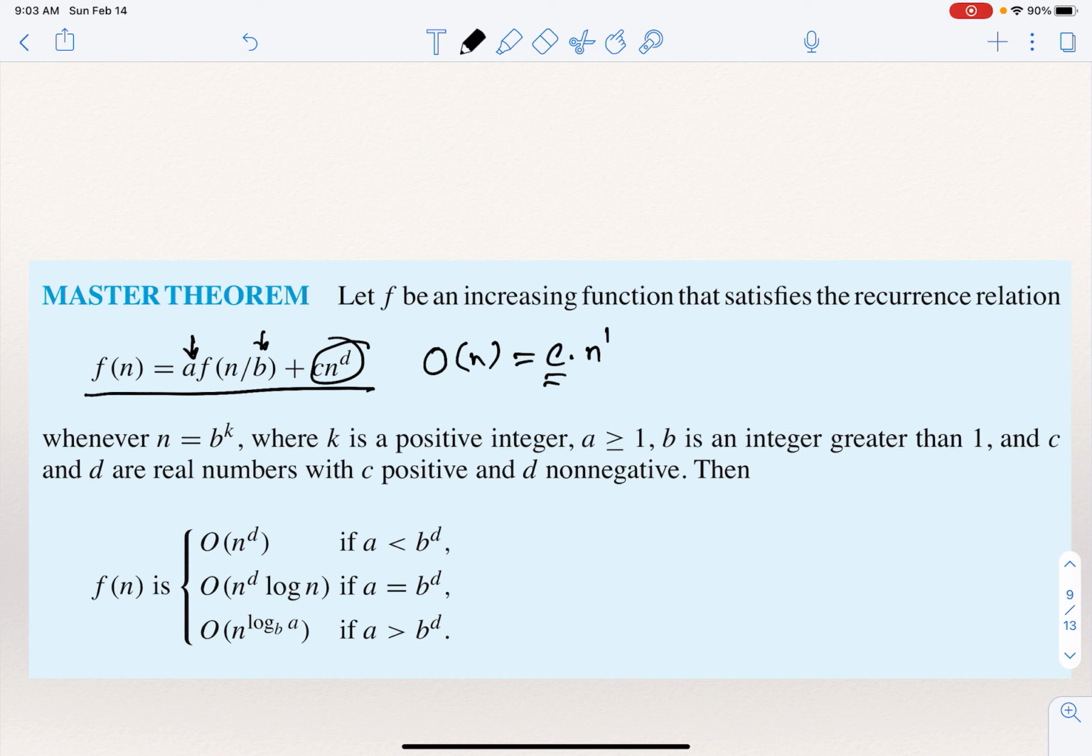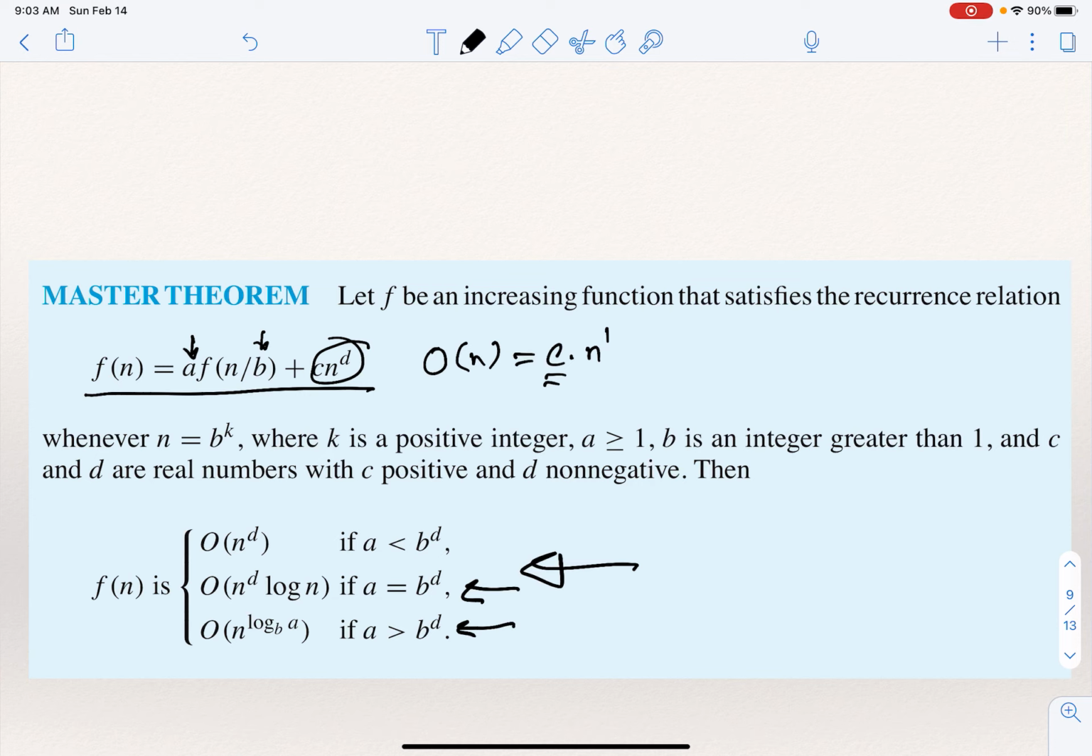You cannot have 2 to the N or anything like that. Then we can solve it like this based on the values of A, B, and D. If A is smaller than B to the D, then the solution to this recurrence is O of N to the D. If A equals B to the D, then the solution is O of N to the D log N. If A is greater than B to the D, then the solution is O of N to the log A to the base B.